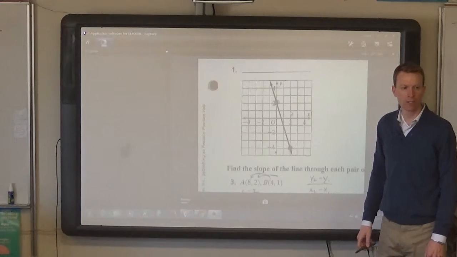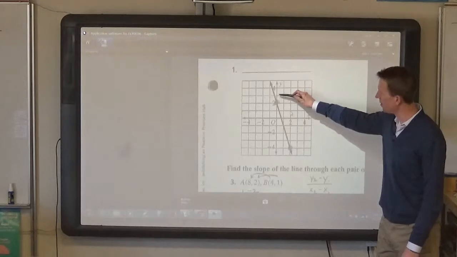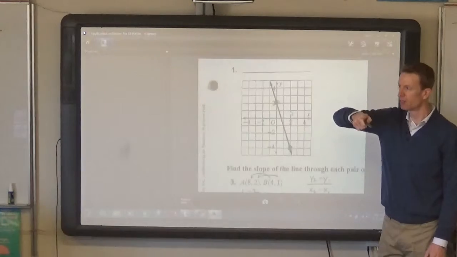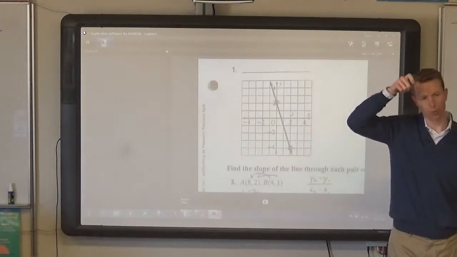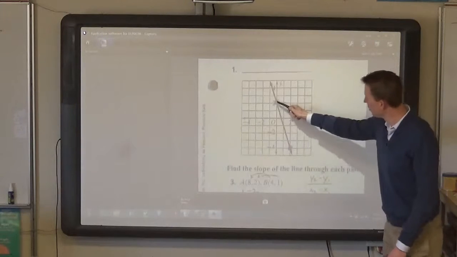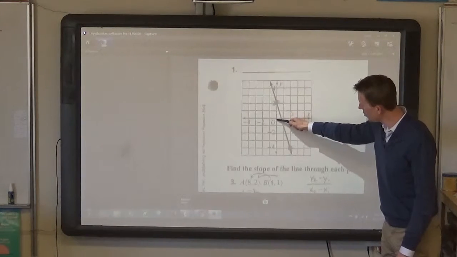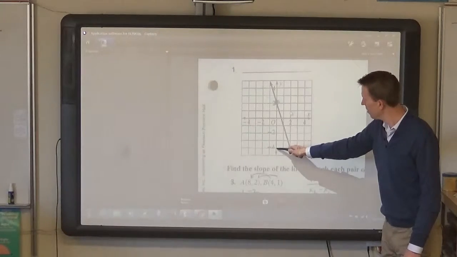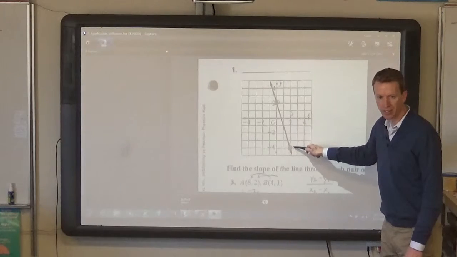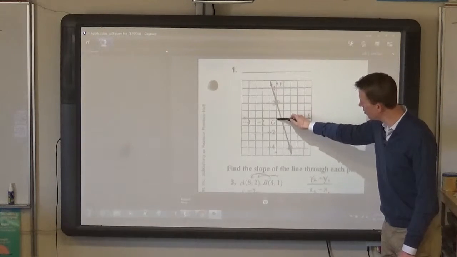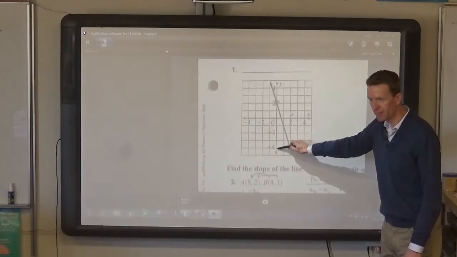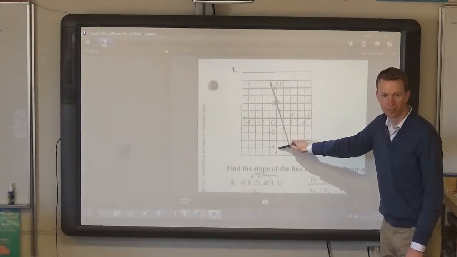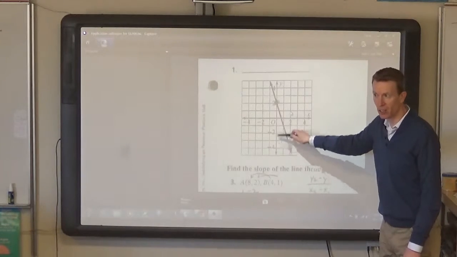Now, let's count from those points. Okay? In this case, and remember, we always want to count up or down first, because we want to count the rise, which is up and down. So in this case, we're going to count down. 1, 2, 3, 4, 5, 6. You're counting down to the level of the next point. What would you write for the top number in your fraction then? -6. So you're counting down 6.